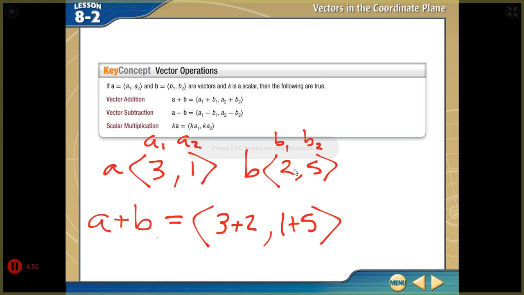Subtraction works the same way. And then our final kind of scalar multiplication is if I have a value in front, I just can multiply it times my components to get my values.